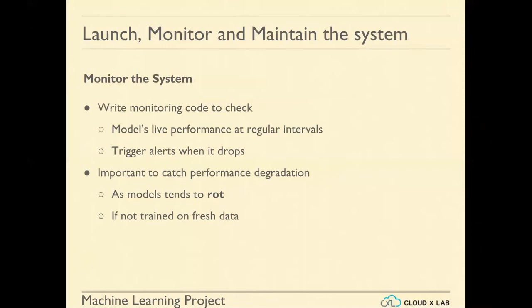So if the model's performance is going below a certain value, you should trigger an alarm, and this is important to catch the performance degradation as the model tends to rot. Imagine that you have trained a model to detect spam or not spam, and you upload it to a server. From time to time, you must keep on checking it on the data provided to you. You should trigger an alarm if the performance is going below a certain value, right?